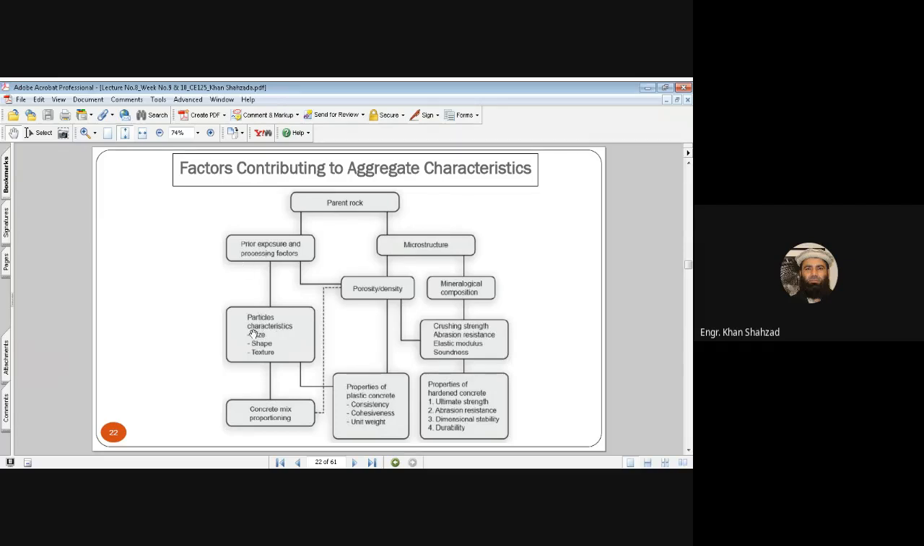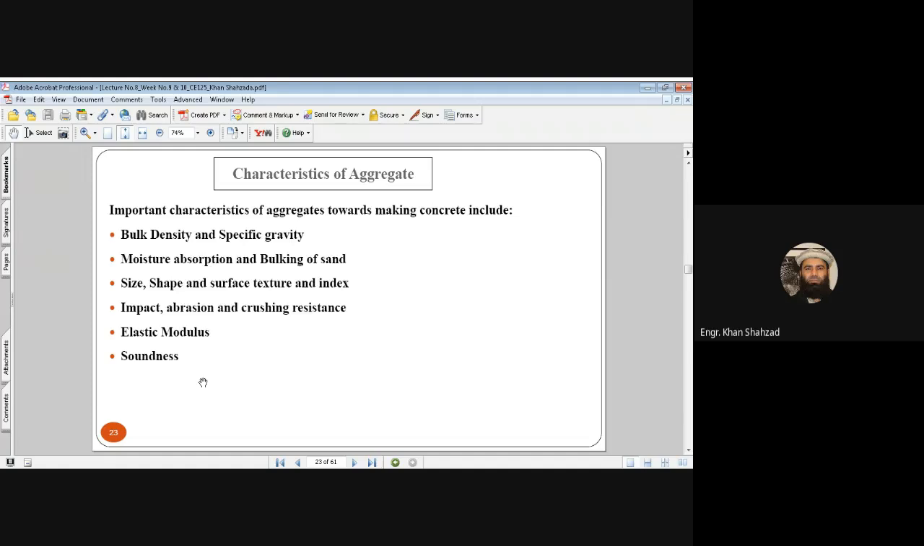Then the particle characteristics: the size, we discussed this, how the size can affect the properties of the aggregates as well as the property of the concrete. The shape of the aggregates and the texture of the aggregates, we will discuss this. Concrete mix proportioning: finally, all these factors will affect the proportioning in the concrete mix design. So what are the characteristics of aggregates?